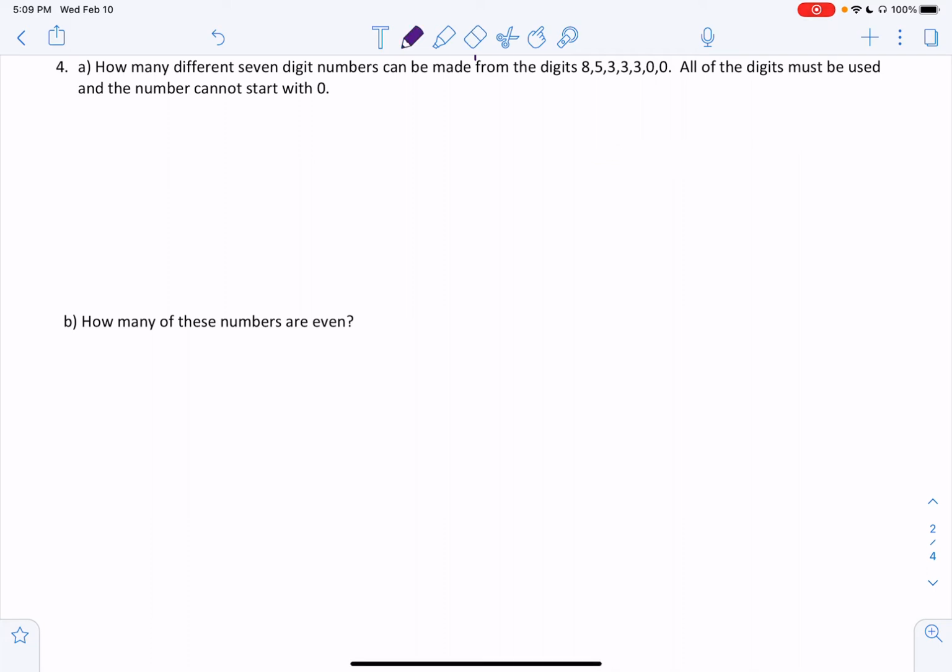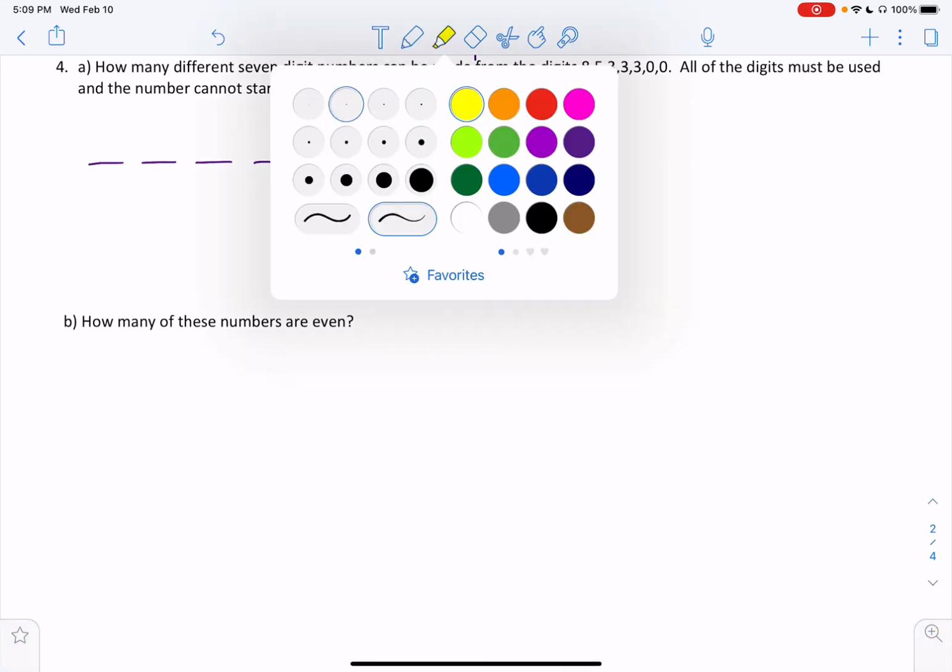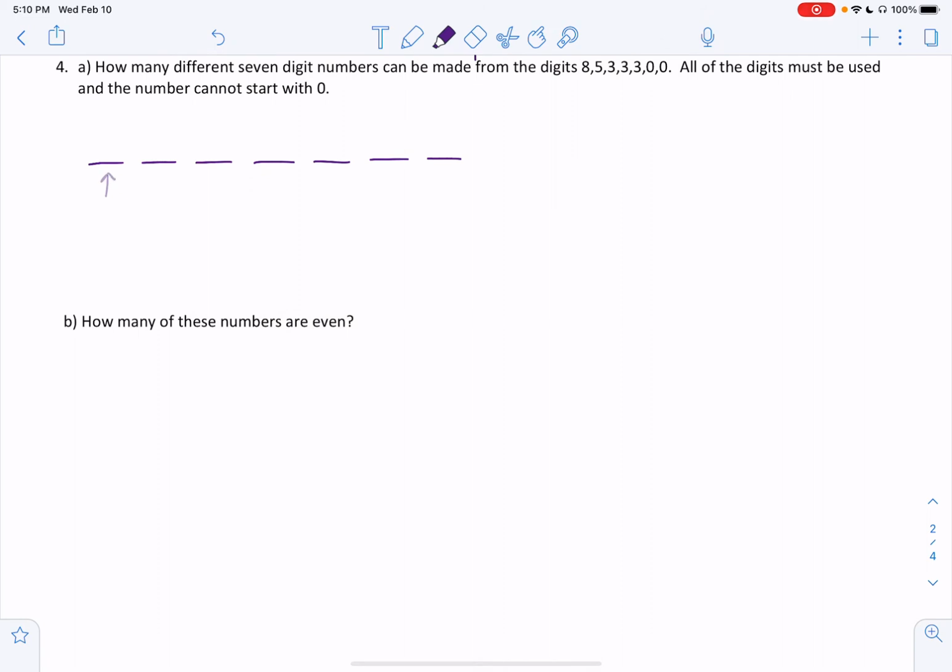So let's determine how many ways we can rearrange these numbers. We'll start by mapping out the 7 spaces for our numbers: 1, 2, 3, 4, 5, 6, 7. Now this first spot here can't be 0. So that means it only leaves 5 different numbers possible. So we put a 5 right here.